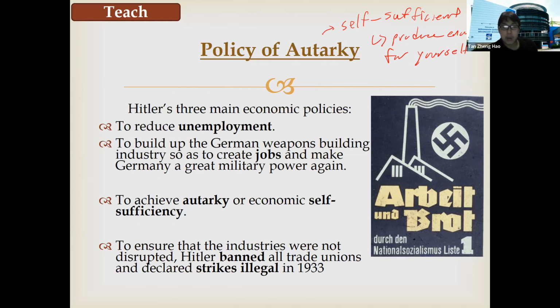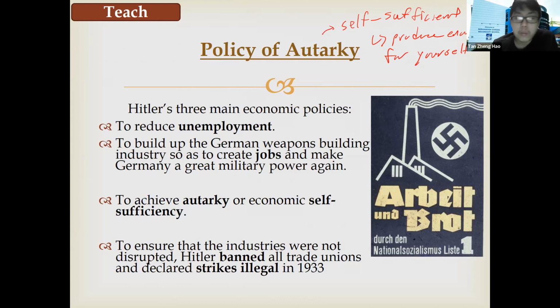He wants to reduce unemployment. He wants to build up the German weapon building industry so that Germany can become a great military power again after the signing of the TOV. He also wants to be self-sufficient.